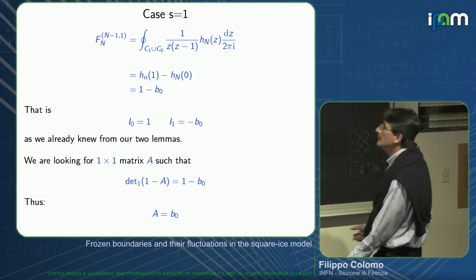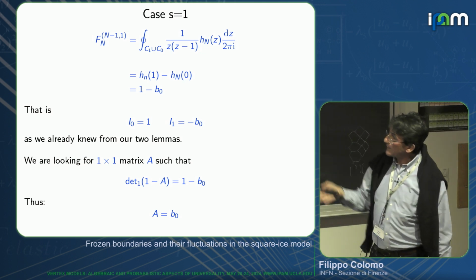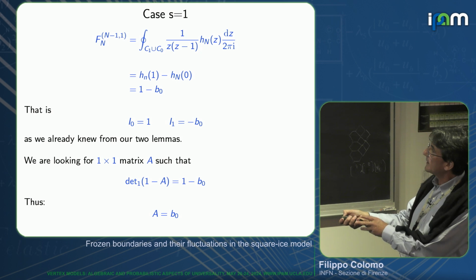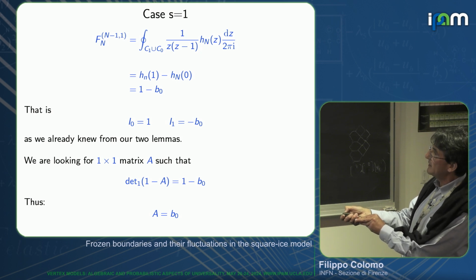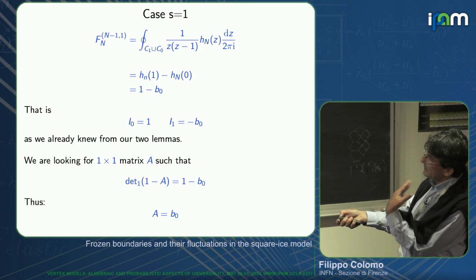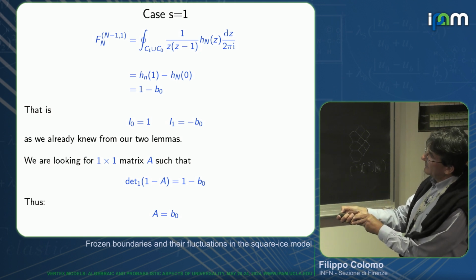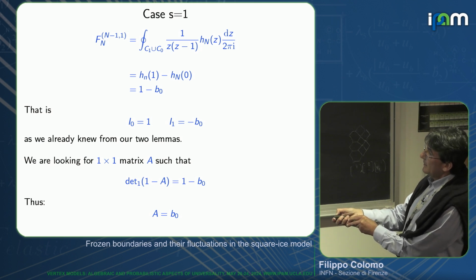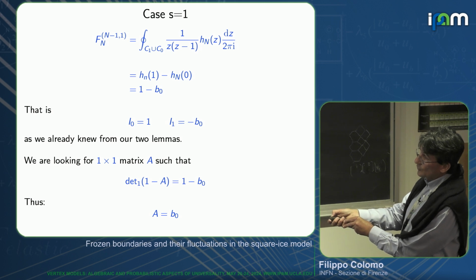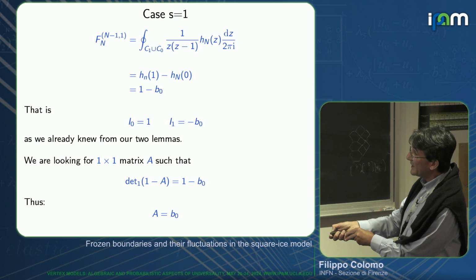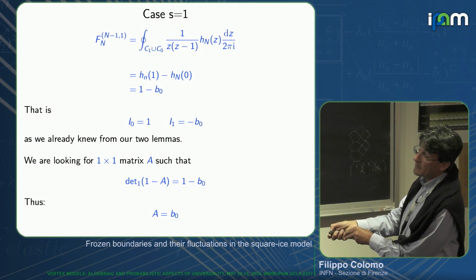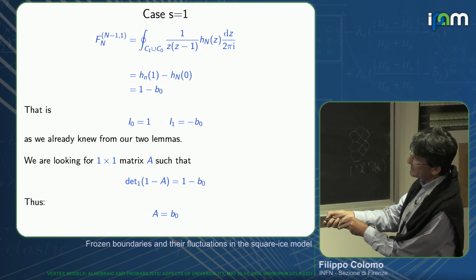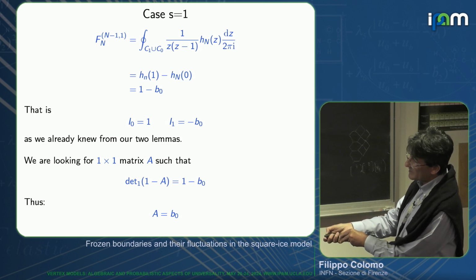Case S equals 1. In this case, the integral is very simple. You can do it in one line. You have a pole at 0, a pole at 1, and so you obtain this quantity. And using our alphabet to reduce complication of symbols, we rewrite it this way, which we already knew actually from our two lemmas of a few slides ago. We are now looking for a 1 by 1 matrix A such that its determinant is 1 minus B0. So the solution is obvious.